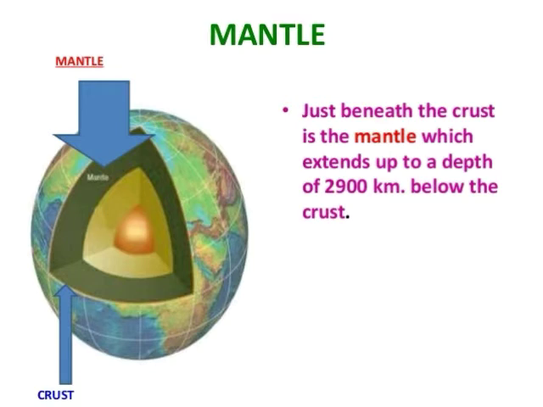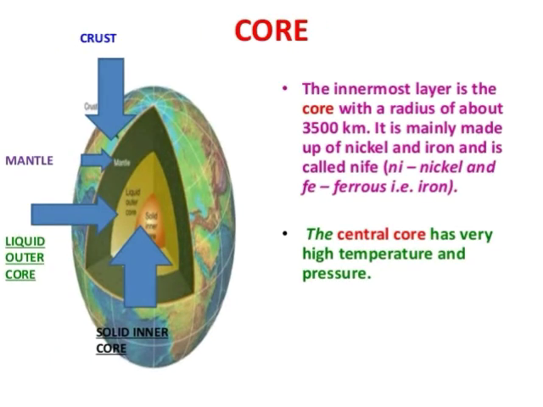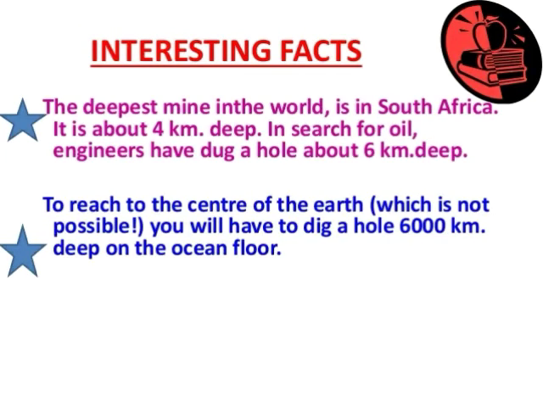Now the third layer, or below the mantle we find the third layer, that is core. Its inner radius is about 3,500 kilometers. It is formed of two metals, nickel and iron. Therefore, it is also known as NiFe, knife. That is Ni for nickel and Fe for ferrous. Ferrous is iron. The main thing about this core is that the temperature as well as pressure both are very high inside this core.